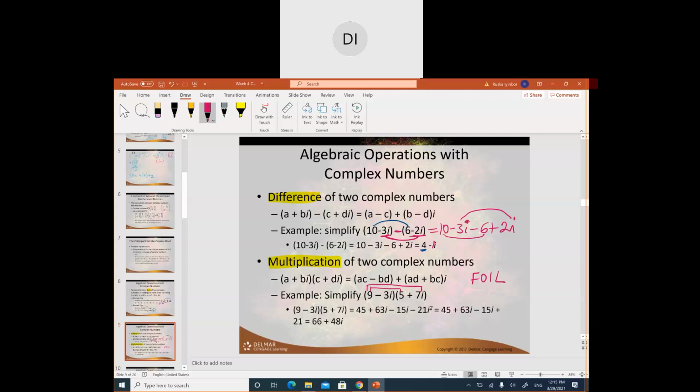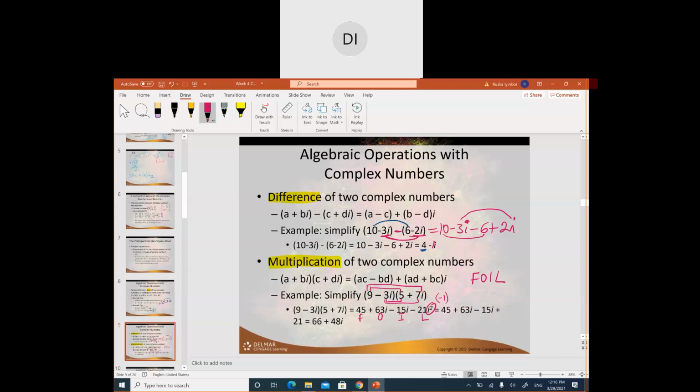Then you're going to do the inside. So this is F, O. And then you do the inside. So this is I. And then you're doing the last. Okay? You're doing FOIL. And then after that, you're going to replace i squared. What is i squared? Do you guys remember what is i squared? Negative 1. Good job, negative 1. So I'm going to replace i squared with negative 1, and negative 21 times negative 1 gives me positive 21, right?